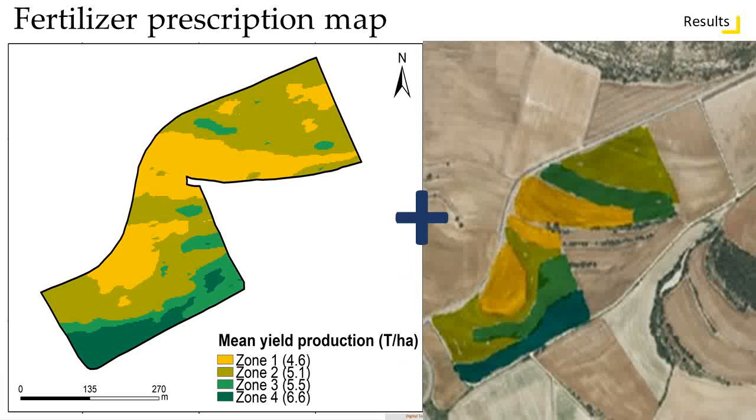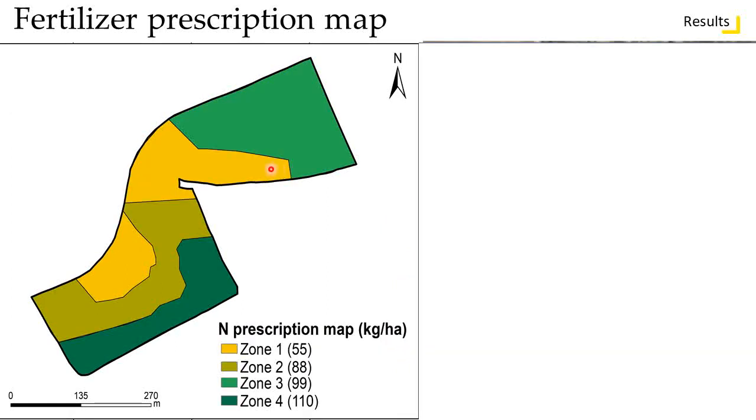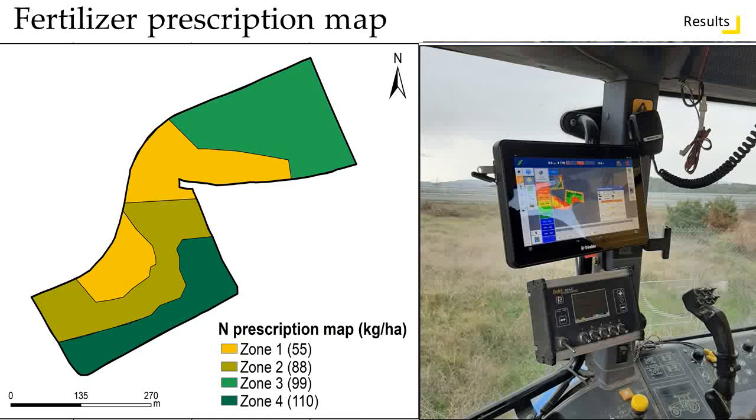Finally, together with the farmer, and based on the estimated yield map and his knowledge, a fertilizer prescription map was designed adjusting the dose to crop requirements. Then, this map was introduced to the tractor monitor and this plot was fertilized using this map as a guide.